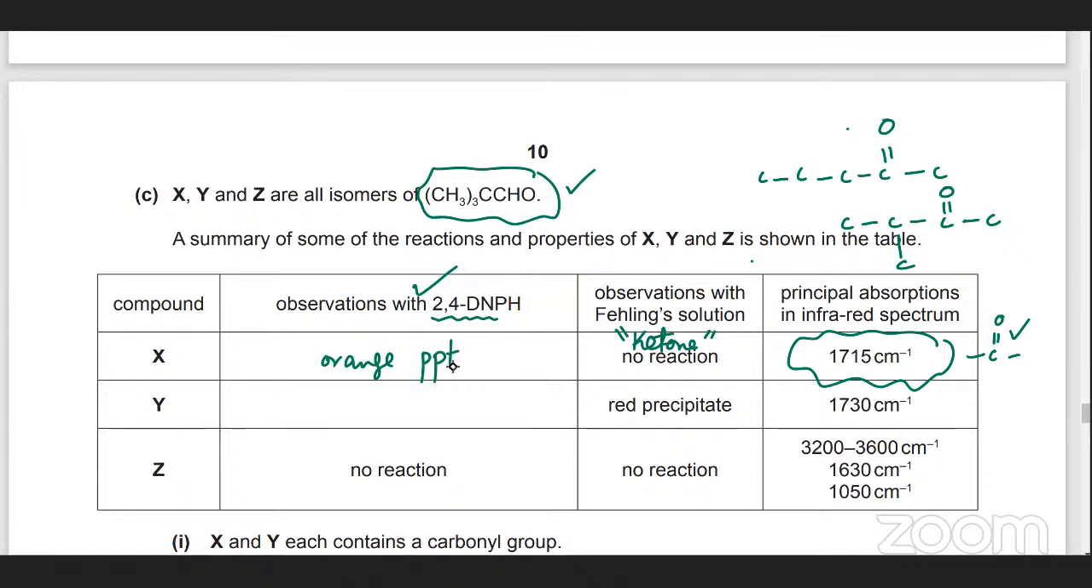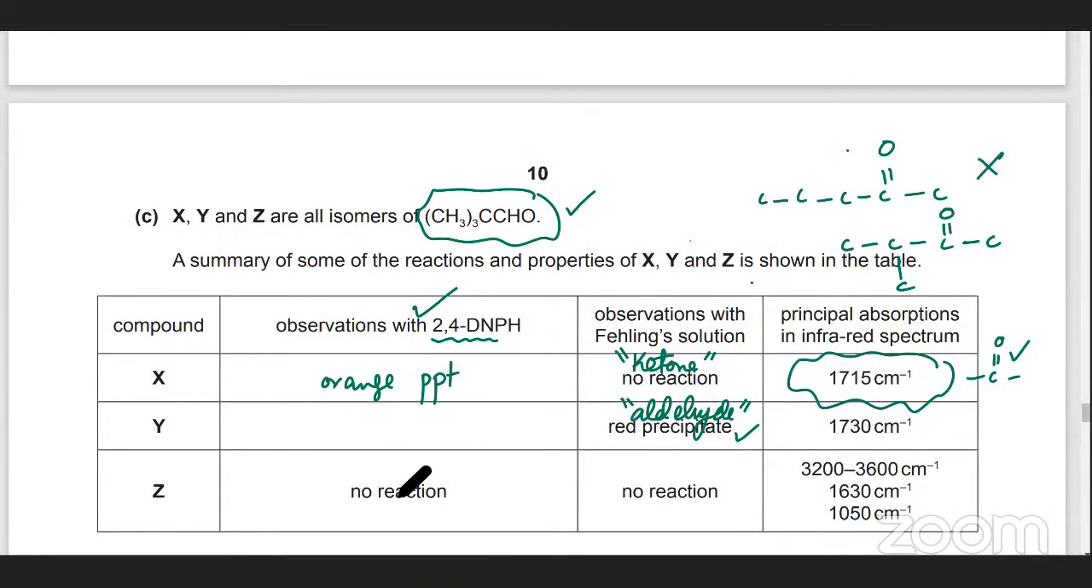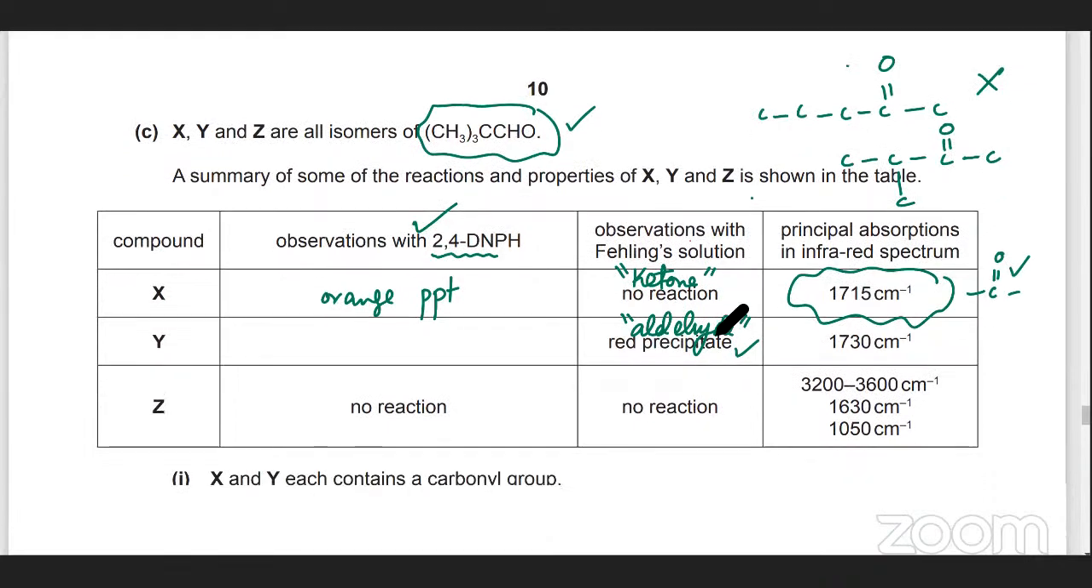Okay, next one. A red precipitate is forming with Fehling's. That means it is getting oxidized. That means it's an aldehyde, right? So this one is an aldehyde. Think of an aldehyde. I think further ahead they must have given more information. This one is X. It's either one of these two. This one is an aldehyde.